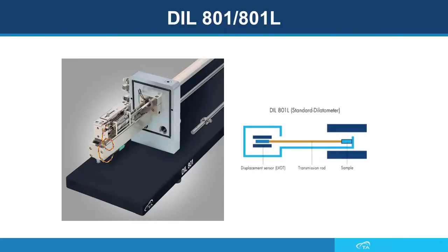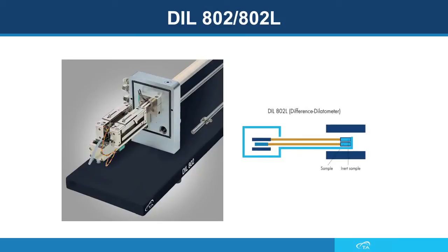Now we will talk about the differences between the models. The DIL-801 is a single sample dilatometer which is used for routine thermal expansion evaluations. The DIL-802 is a true differential dilatometer with two push rods. One is for the sample itself, and the other one contacts an inert material which subtracts the system expansion. This provides for increased accuracy and reduced reliance on system calibration. The DIL-802 can also be converted to run as a DIL-801.